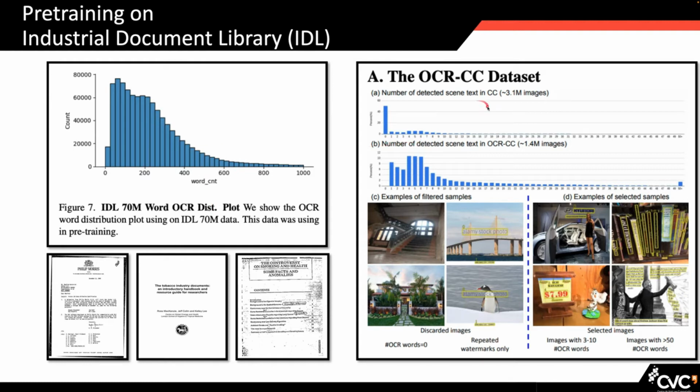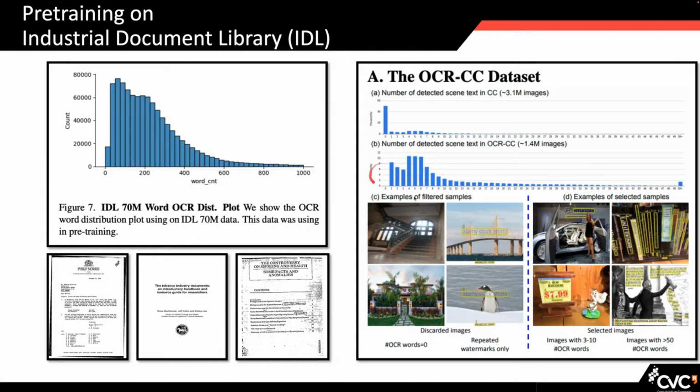Instead of using the OCR-CC, which is conceptual captions, which is the classic scenery, classic visual images, they take the industrial documents library and pre-train on this. The reasoning is that if we need a model that is aware of the text in the scene, then we need images that have a lot of text in them, right? That should be text rich.